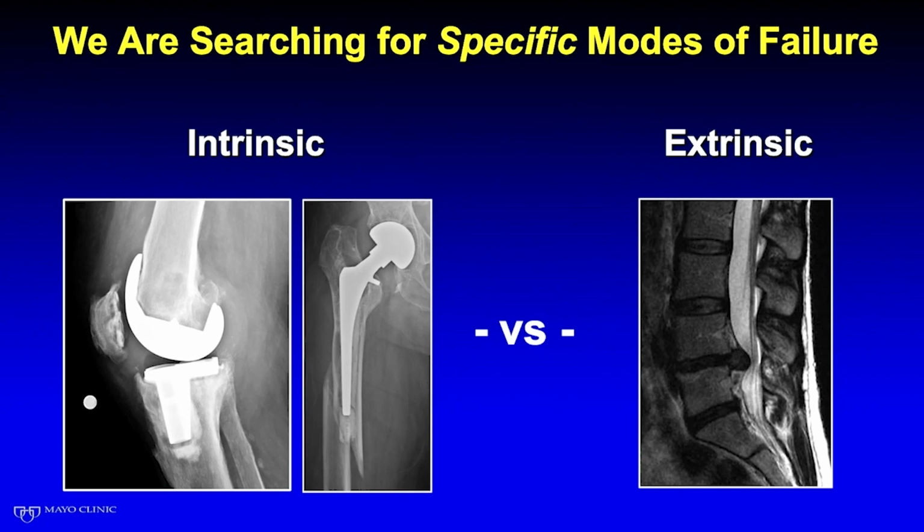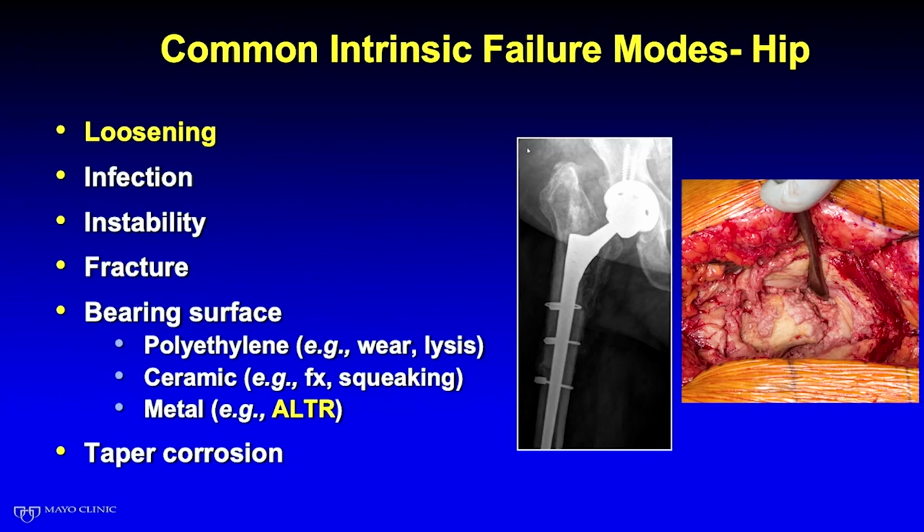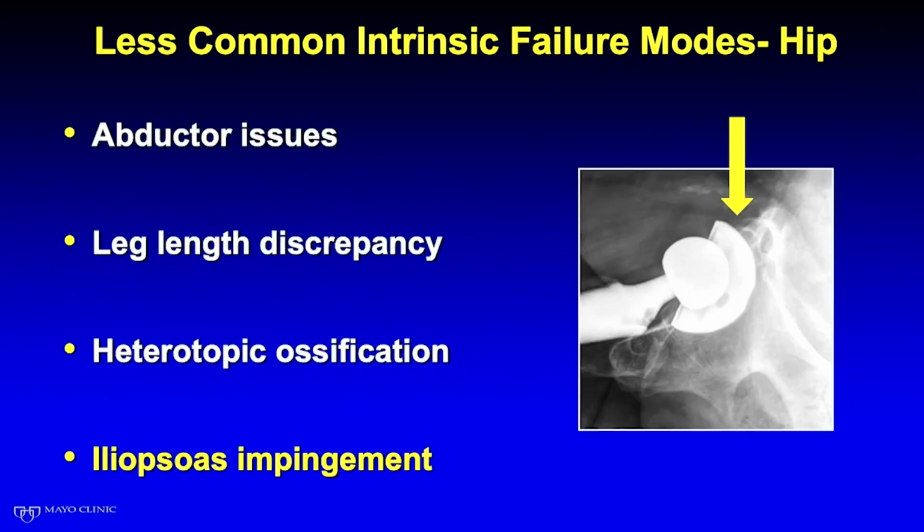As we noted before, we are searching for very specific modes of failure, and these can be intrinsic to the joint, or extrinsic, like this case of neural impingement. You really need to have this list in mind when you're going into the room, because this is what you're trying to figure out. Does this patient have loosening? Is there an infection, instability or fracture, bearing surface issues with polyethylene, ceramic or metal, or taper corrosion? You can see a couple of pictures here. You can see the radiograph of this loose and subsided revision femoral stem, and hopefully it shows through pretty well, but that's a bald eagle trochanter from a patient that had symptomatic taper corrosion.